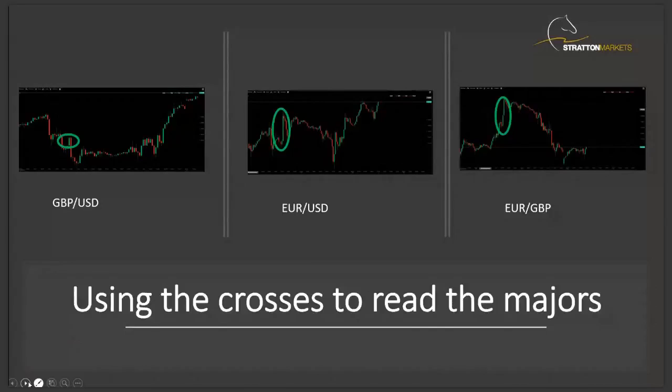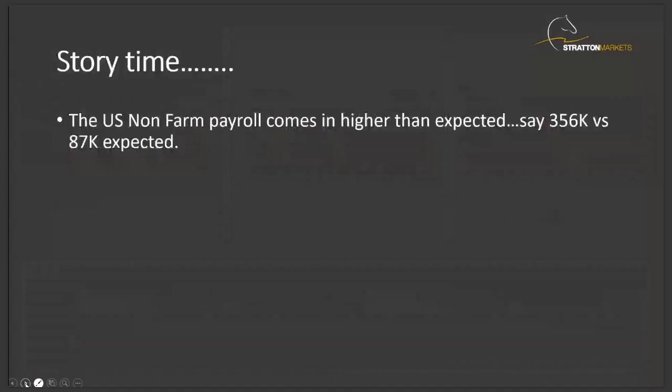And here's a story underlying this fact, okay? So let me tell you a story. Let's imagine, right? The US non-farm payroll comes in higher than expected, say at 356,000 versus 87,000 expected. Big number, right? So the dollar skyrockets against the Japanese yen. At the same time, the euro dollar collapses. But here's the thing, what you notice is, say the euro is not falling so heavily against the US dollar, the same as the dollar against the yen. It's skyrocketing because it makes sense.